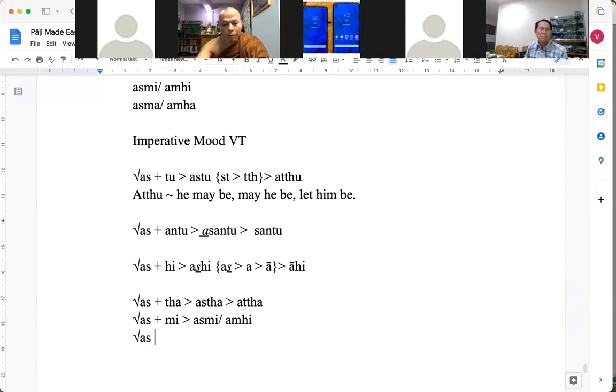So by adding the ma, we have the asma, and then another form is amma. So in this way, okay? That is why the forming is very similar to the present tense. Only in the second person singular, this one is very special. Okay?